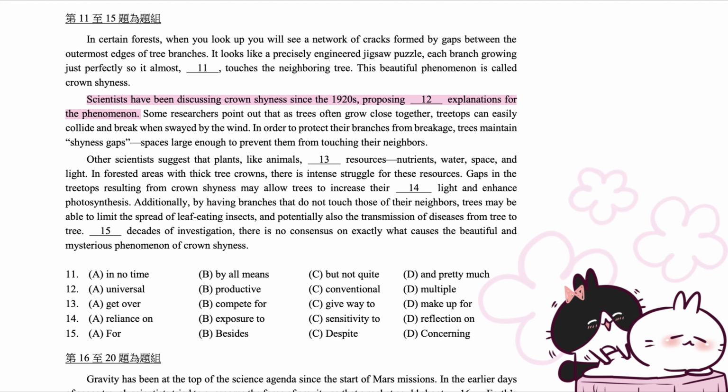Scientists have been discussing crown shyness since the 1920s, proposing multiple explanations for the phenomenon. Some researchers point out that as trees often grow close together, treetops can easily collide and break when swayed by the wind. In order to protect their branches from breakage, trees maintain shyness gaps, spaces large enough to prevent them from touching their neighbors.